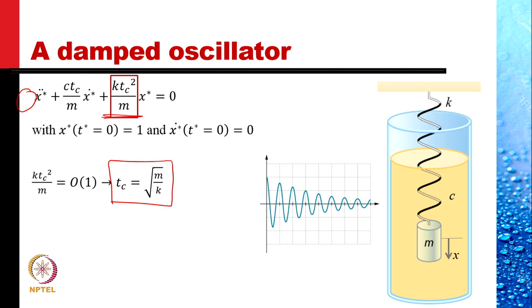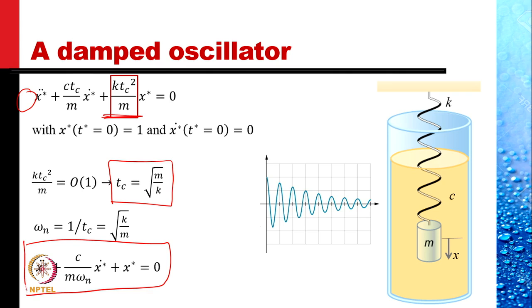We will go further than this. We introduce a symbol omega n as 1 over tc, the square root of k by m. This at times is called the resonant frequency of an undamped oscillator of mass m with a spring constant k. From high school physics, you must recognize the resonant frequency. So in terms of omega n, the equation now reduces to this.